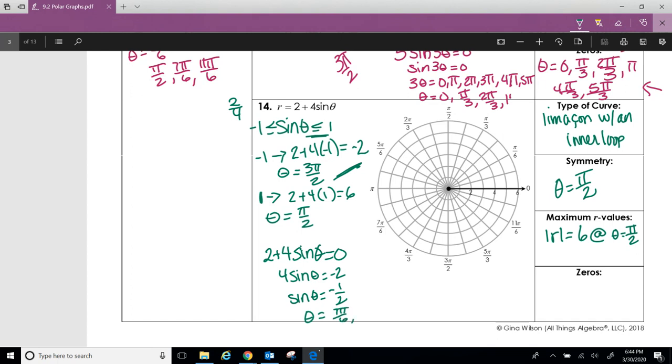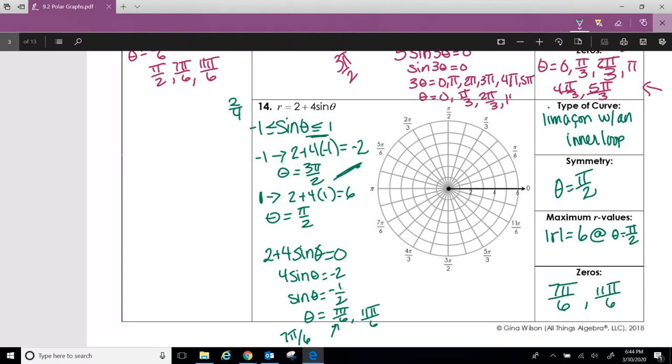Remember when I told you that unit circle was important? And 11 pi over 6. Sorry, that is 7 pi over 6. Kind of hard to read that one. So our zeros are at 7 pi over 6 and 11 pi over 6.